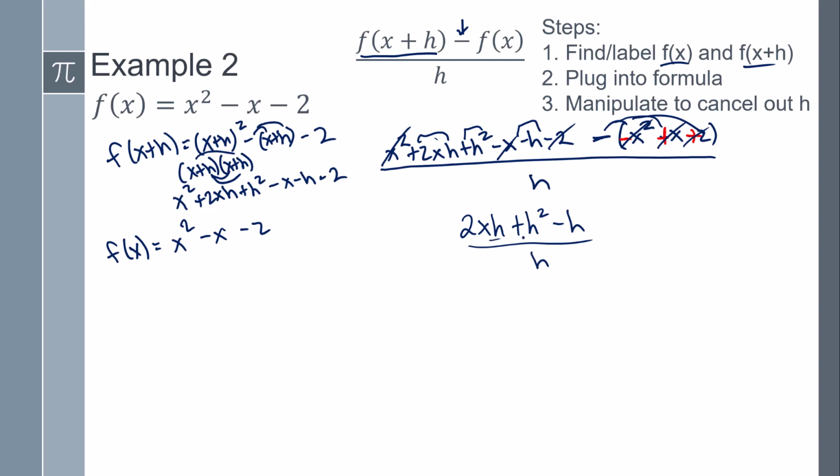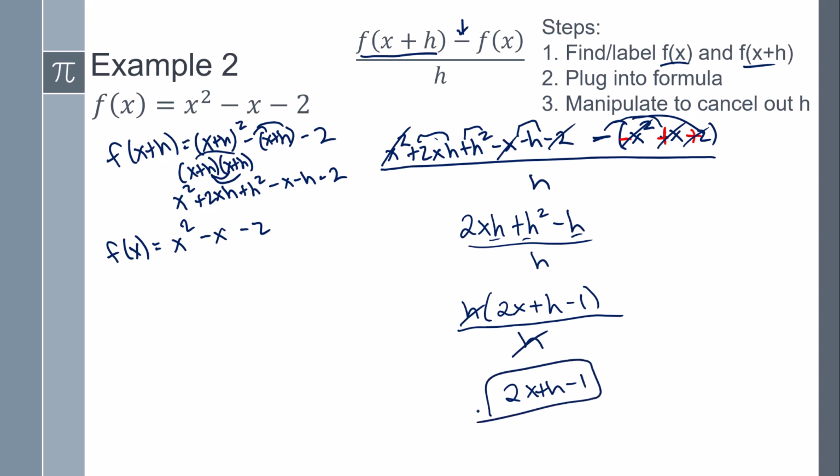Now if there's an h in common, I'm going to factor out that h, because that's the only way you can reduce, is if you reduce factors. And so the h's cancel out. And I'm left with my answer.